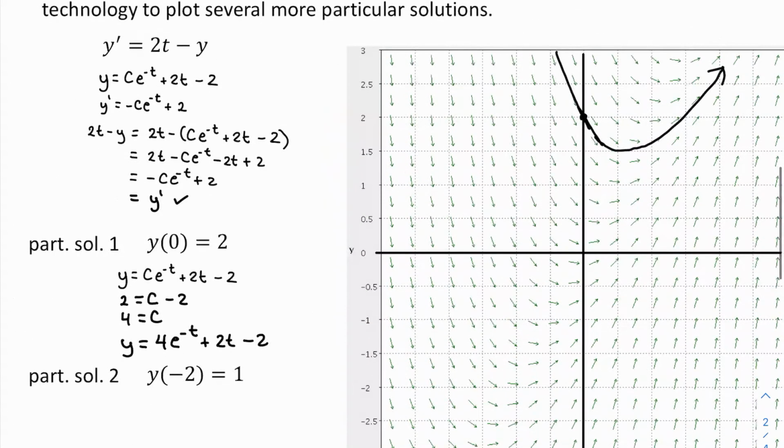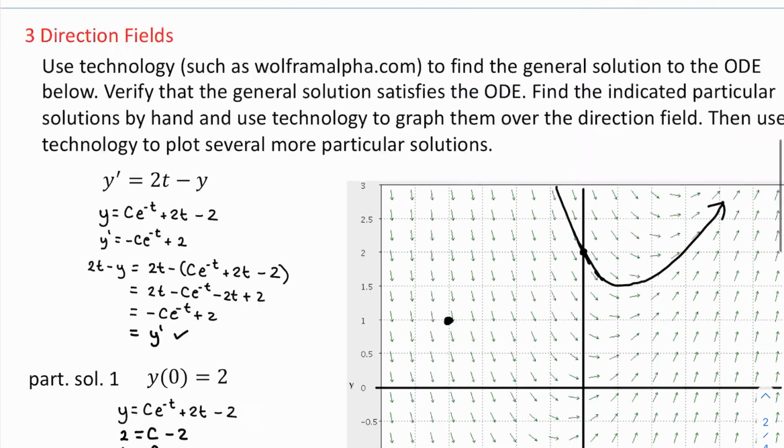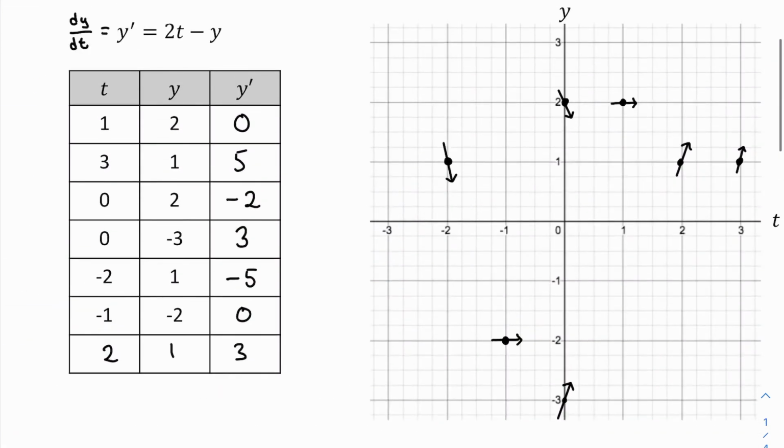Okay, let's find another particular solution. This time we want our y of -2 to be 1. So we want to go through the point (-2, 1). We're going to go left 2, up 1. So we're going to be passing through this point right here. If you remember from our direction field up above, (-2, 1), we did do that data point. -5 is the slope I expect.